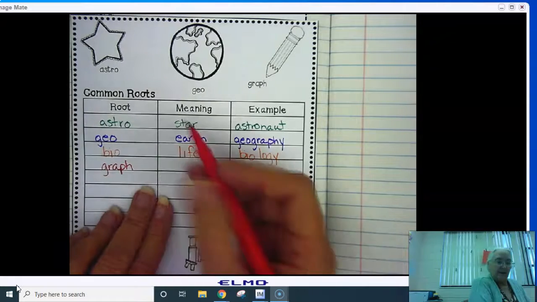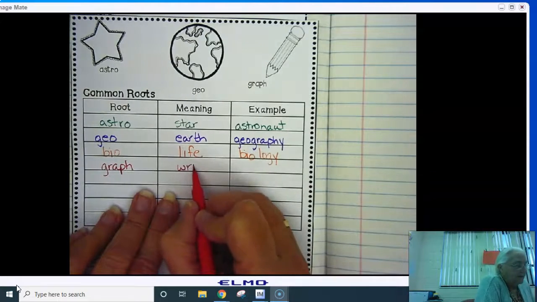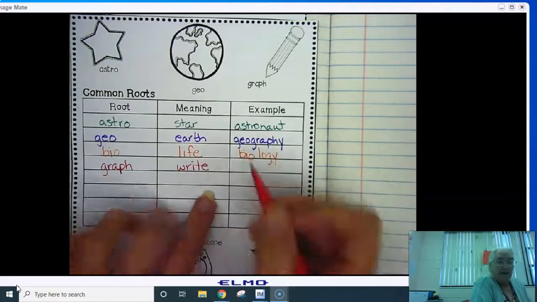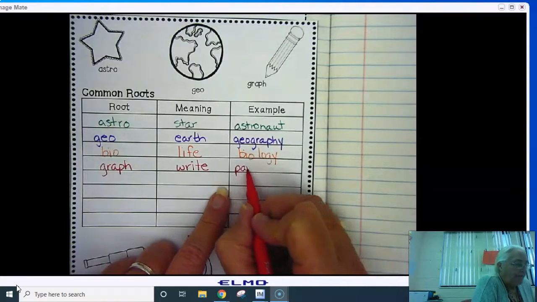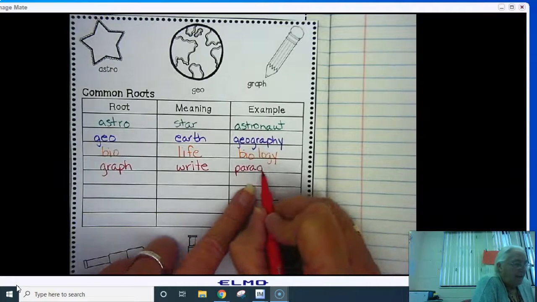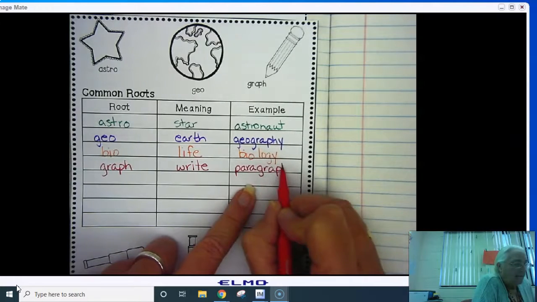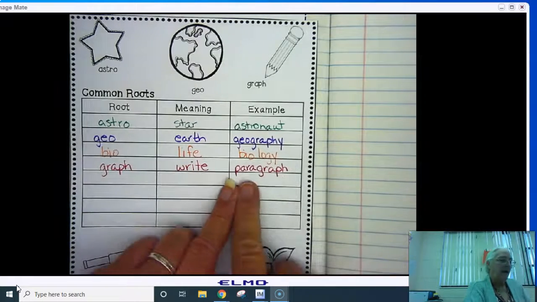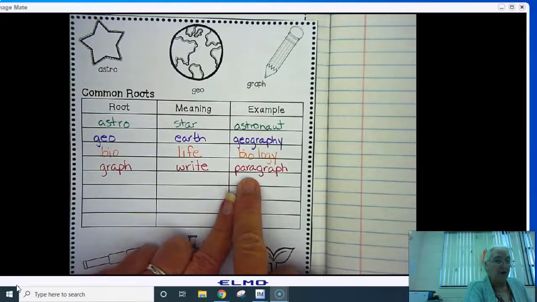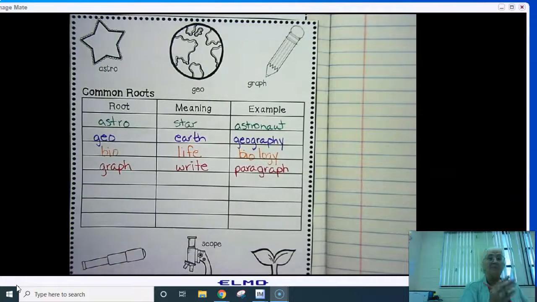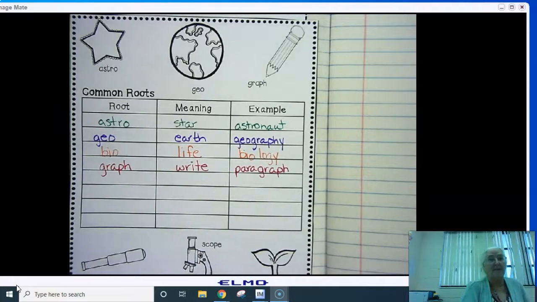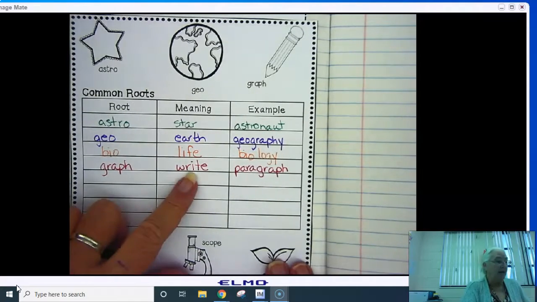Let's do the root graph as a root. And it means to write. And how about paragraph? Okay. Para, the prefix, means part. Graph means write. So part, write. A paragraph is part of a bigger text. A paragraph is part of bigger writing.